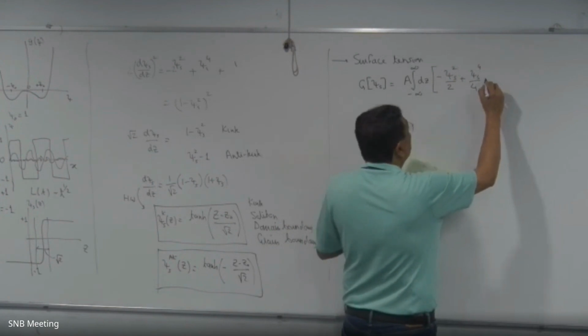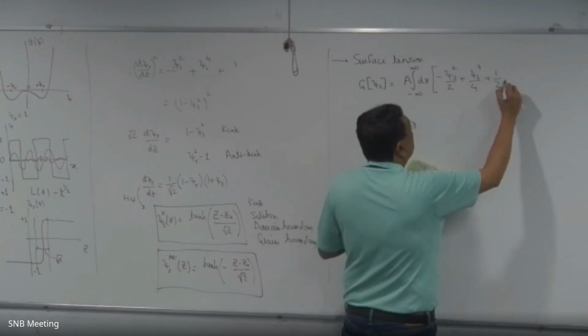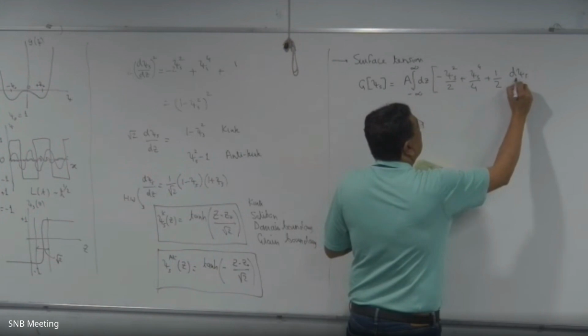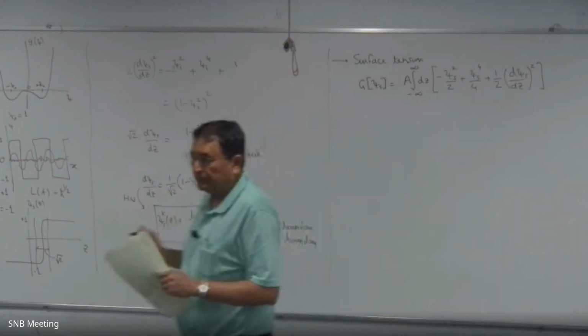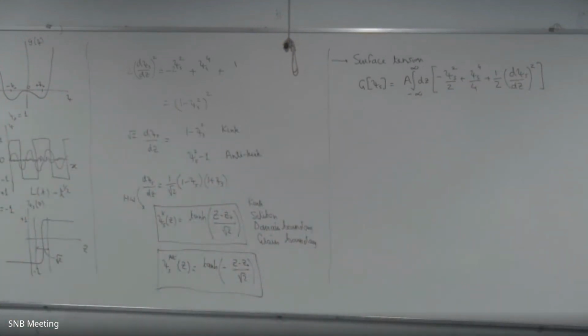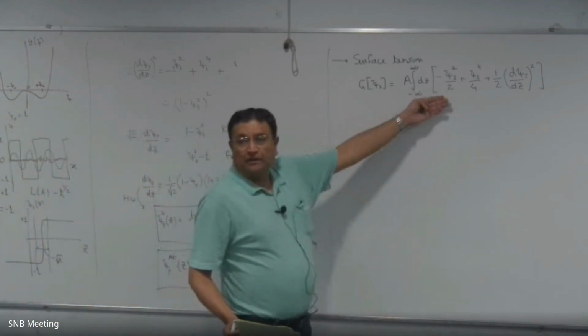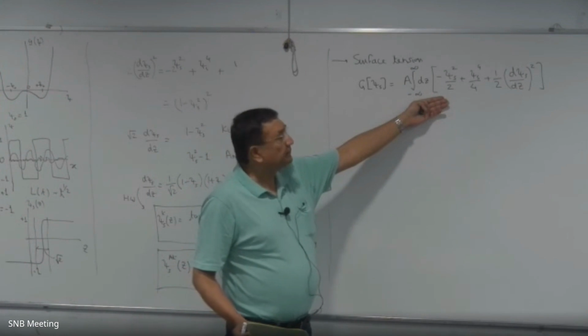What is the last term? The Landau term plus half d psi s by dz, the whole squared. This is the constant. That is the constant. Yeah, no, this is a constant, but this is not the same as that. It's not the same as that. But I'm going to exploit the fact that it's a constant. So that's just a Ginzburg-Landau free energy with the static solution plugged in.